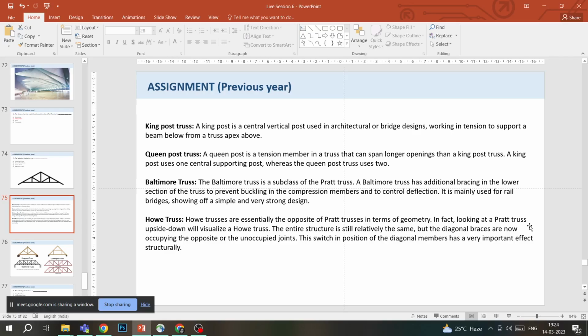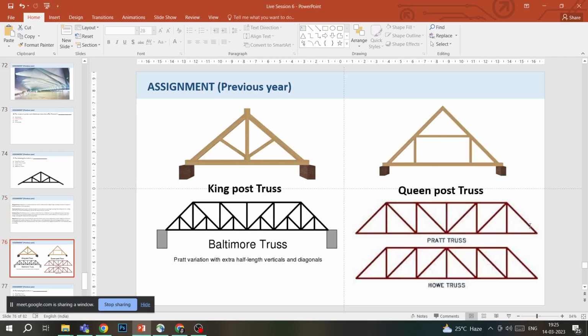Then we come to Harvey truss. Harvey trusses are essentially the opposite of Pratt trusses in terms of geometry. In fact, looking at a Pratt truss upside down will help you visualize a Harvey truss. The entire structure is still relatively the same, but the diagonal braces are now occupying the opposite side of the unoccupied joints. And the switching in position of the diagonal members as compared to a Pratt truss has a very important effect structurally.